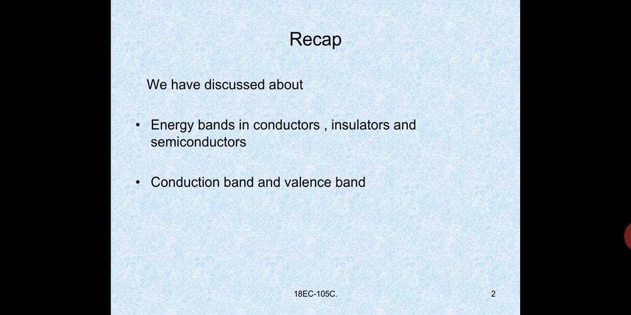Let us recap what we have been learning all this time. Well, we have discussed the energy bands in conductors, insulators, and semiconductors. We have also seen the valence band and the conduction band. We have also discussed the presence of a forbidden energy gap in the materials.